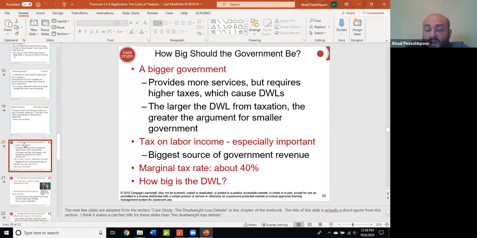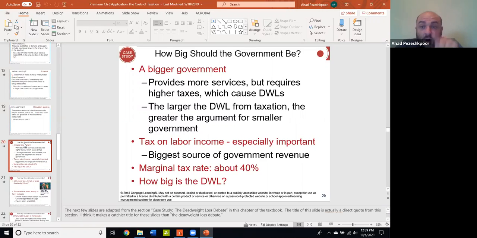A bigger government provides more services but requires higher taxes, which causes deadweight loss. The larger the deadweight loss from taxation, the greater the argument for a smaller government. Small business owners, these people don't really like to pay taxes. They're not billionaires, but they know that if you increase taxes, deadweight loss will go up, market activity will go down, they won't have as many customers. So they don't really support big governments, usually.